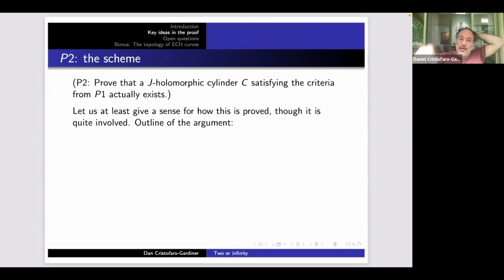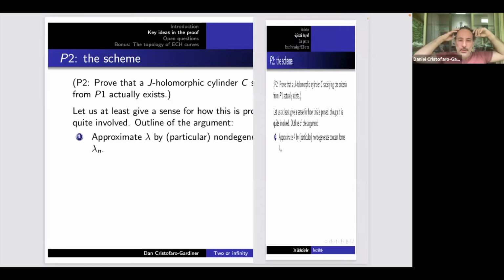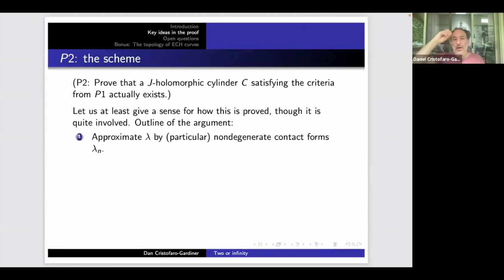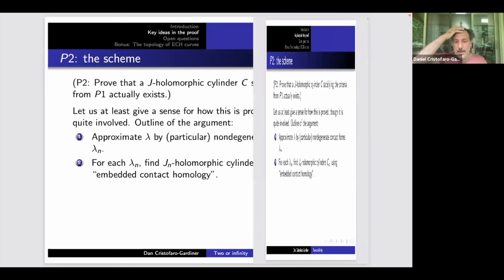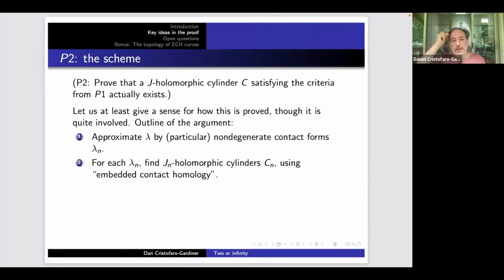Okay, so this gets quite involved, but I want to at least give you an outline of the argument. I want to find some J-holomorphic cylinder for lambda, so I can approximate it by non-degenerate contact forms, lambda n. And for each of the non-degenerate ones, I can use the full force of Floer theory to find these J-holomorphic cylinders. In particular, I can use so-called embedded contact homology. We'll say a little bit about embedded contact homology on the next slide.